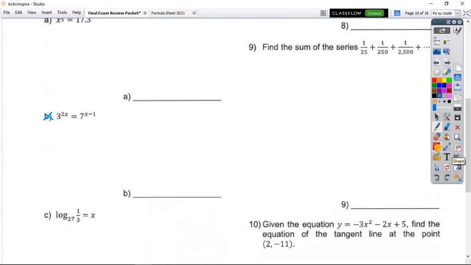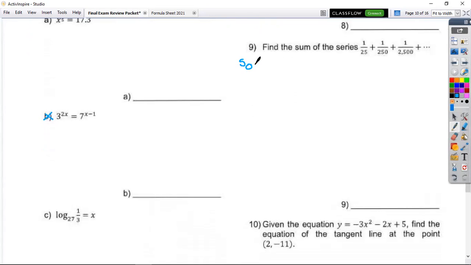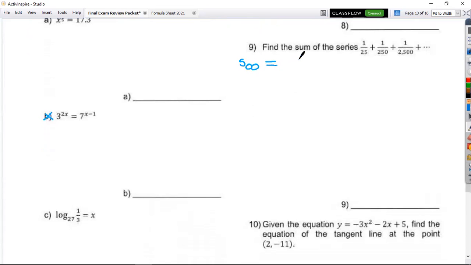For 9, I want to find the sum of the series. And what you're going to notice is this is an infinite series because you've got the dot, dot, dot. So you're going to look at your formula sheet. It's on the left-hand side of your formula sheet, pretty much all the way at the bottom. So the sum as we approach infinity is equal to a sub 1 divided by 1 minus r. And all you have to do is substitute this in. So my a sub 1 is 1 over 25.